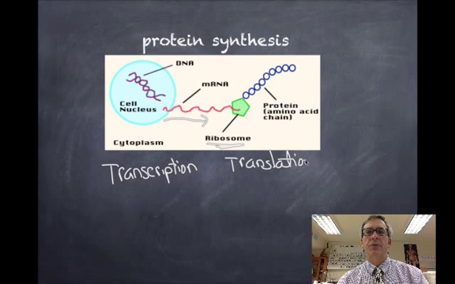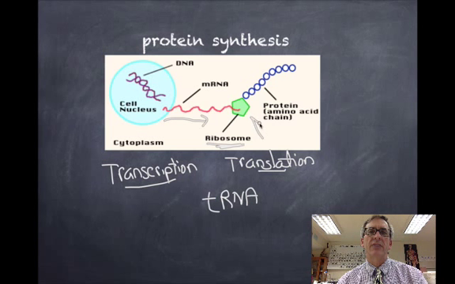An easy way to remember the order: transcription comes before translation in the dictionary. Transcription happens first, translation happens second. And don't forget there's another molecule involved, transfer RNA. A tRNA is what brings the amino acids to the ribosome, and it's complementary to the messenger RNA.